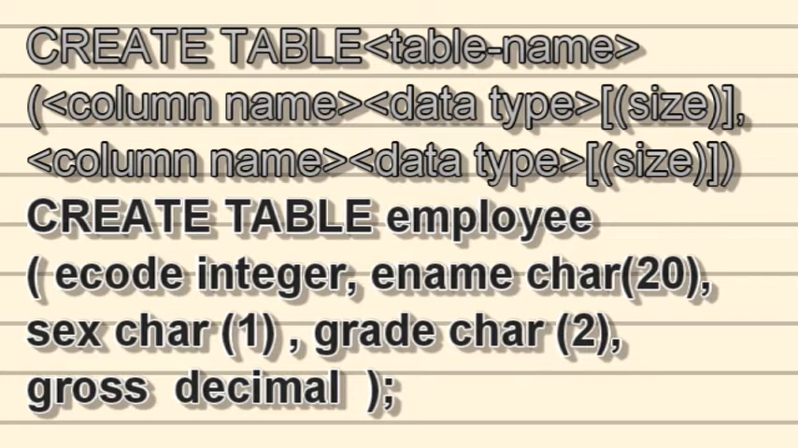So let's take an example. As you can see in the example, I want to create a table employee. I want the employee's e code, e name, sex, grade, gross salary, everything. So what I will do: create table employee, e code integer, comma, e name character 20, comma, the sex of that employee, comma, the grade of that employee, comma, gross salary. According to that I have given integer, character, and then decimal, telling the desired data type associated with that create table. So this is the way that we create a table.